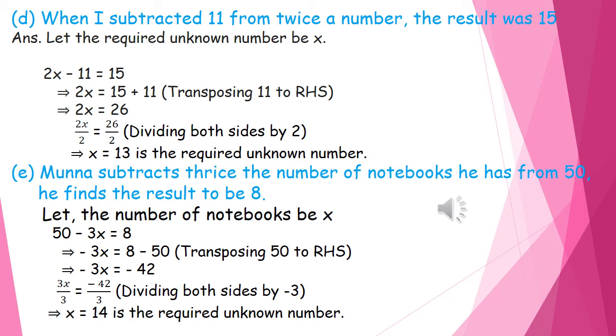Now we are dividing both sides by 3. Minus 3x by 3 is equal to minus 42 by 3. So the final answer we are getting is x is equal to 14, which is the required number.